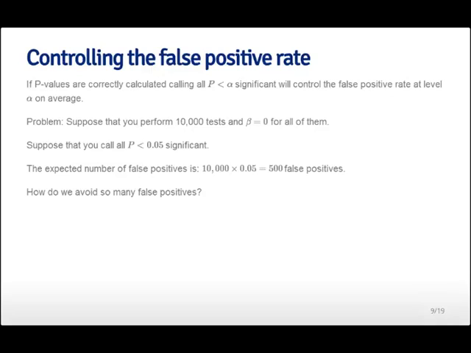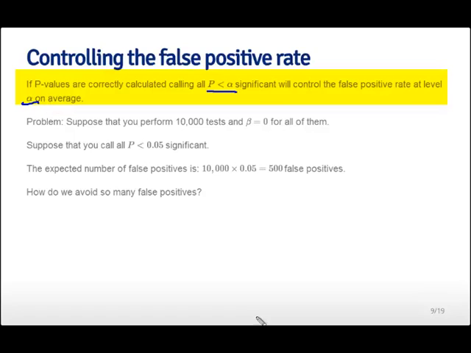And so if p-values are correctly calculated, you can actually just use the p-values that you've calculated directly and call all p-values less than some threshold alpha, where alpha is between 0 and 1, to be significant. That will actually control the false positive rate at level alpha on average. In other words, the expected rate of false positives is less than alpha. So here's the problem with that.